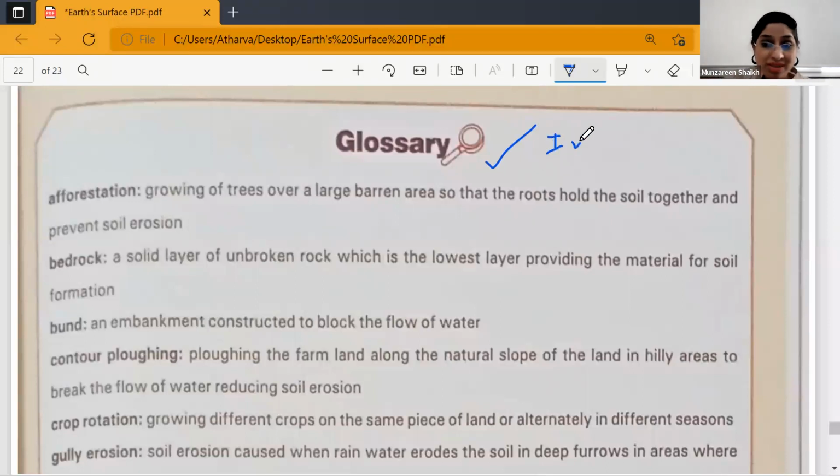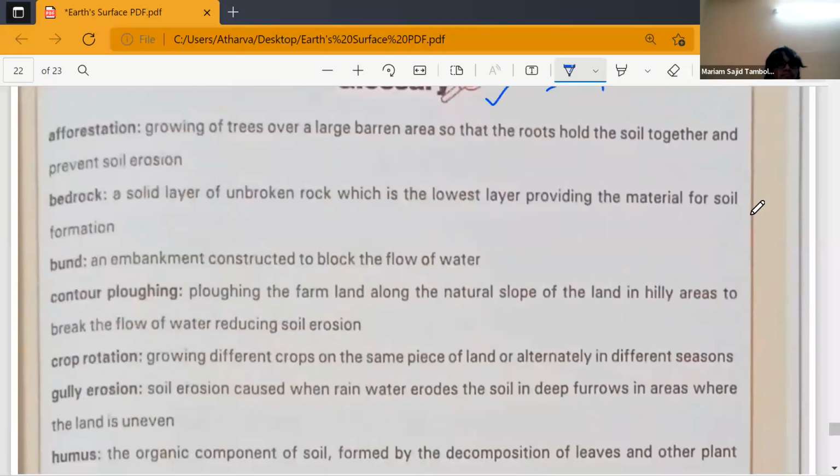But see children, this is a very important chapter. You might get maximum questions from this chapter in your exams. All right. Okay. Next.